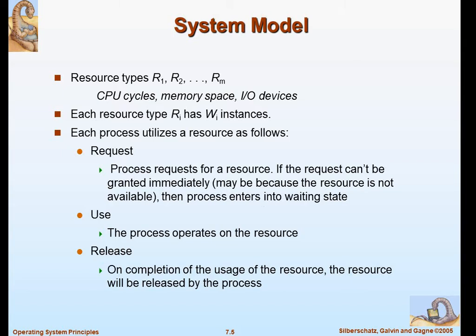In the normal situation, the system model works with a 3-step process for resource utilization: request, use and release. Request: when the process requests a resource, if the request cannot be granted immediately, then the process enters into the waiting state. When the resource is available, the request will be granted by the operating system. Then, in the second step, the process operates on the resource. That is using the resource.